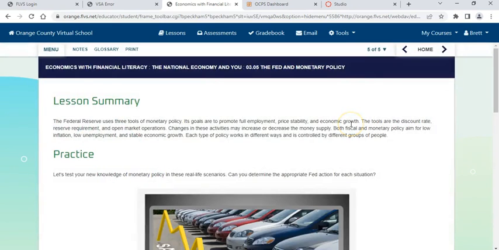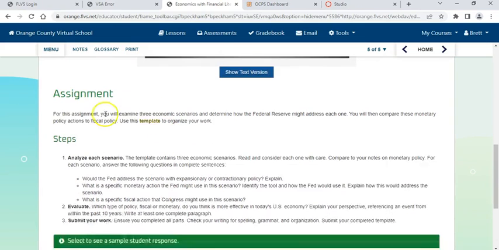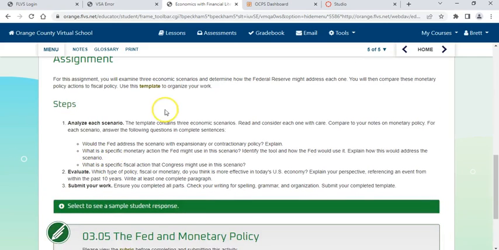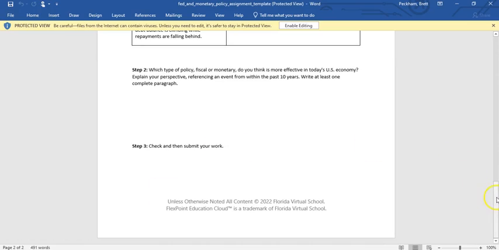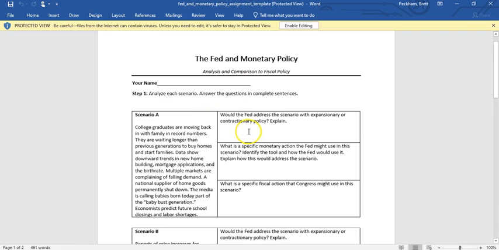This brings us to our actual assignment. So for the assignment itself, you can click on this template and you're going to basically fill out the template and answer all the questions for it. These are the steps here for the template, but the template is actually pretty detailed. So if you click on template, it brings this page up, and you'll fill this page out. So you have your name, and then you have 3 different scenarios, and you'll have to answer these questions about these scenarios. You'll read through the scenario and answer, would the Fed address the scenario with expansionary or contractionary policy? And then you have to explain why.